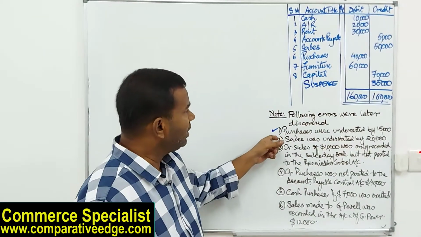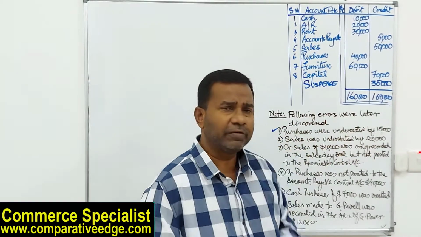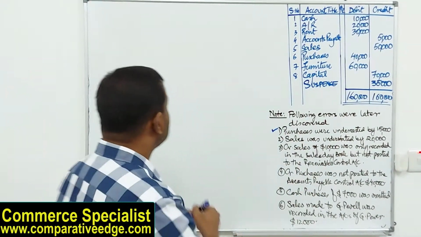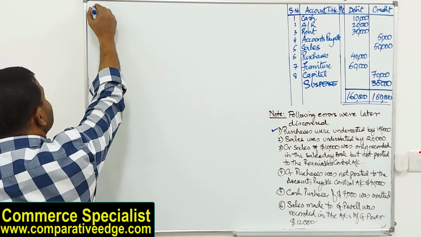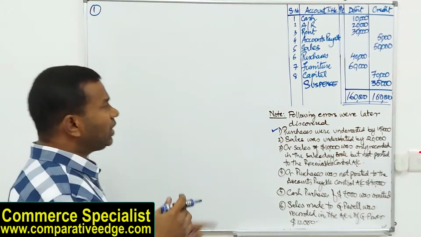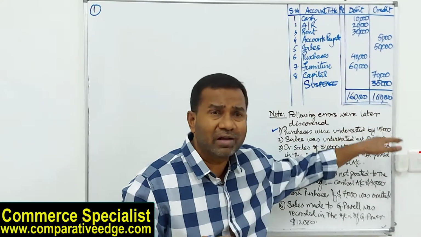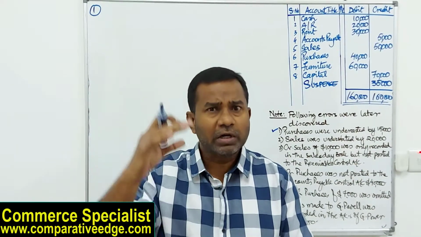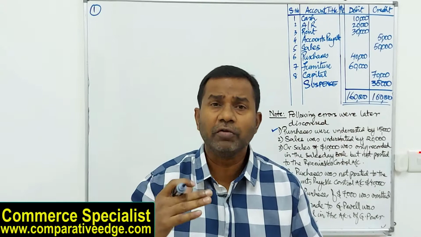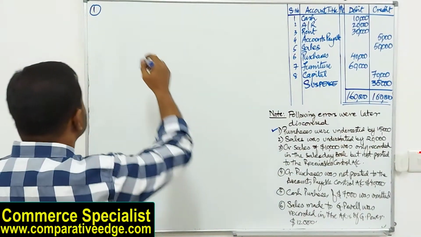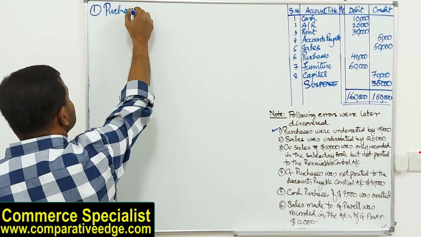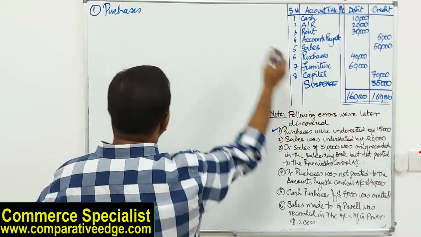Coming back to the first error, purchases were understated by 15,000. That means they were recorded less. What to do? Look at this. If purchases were understated or undercasted, casting is a totaling error. So you recorded it less, you posted it less. So now you have to increase purchases. If it's only about purchases, yes, we will debit purchases. We debit purchases by 15,000.